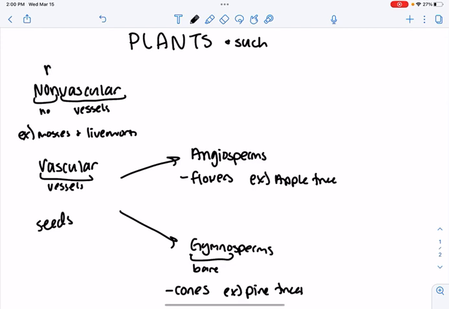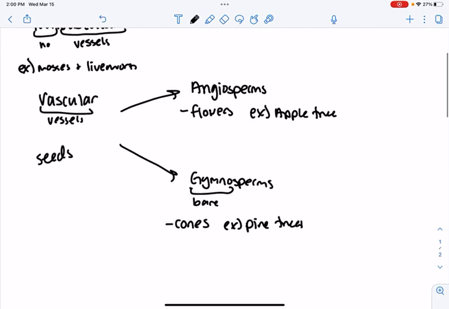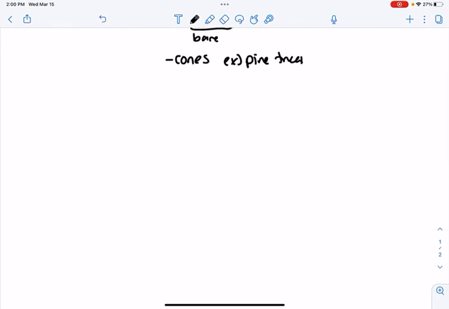Non-vascular plants do not have seeds. They reproduce just with spores. I'm going to get into that more in a second. So, how exactly do plants reproduce? That is a more complicated concept called alternation of generations.